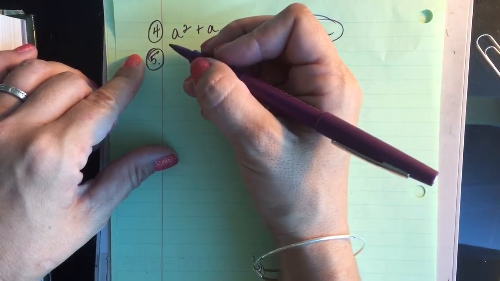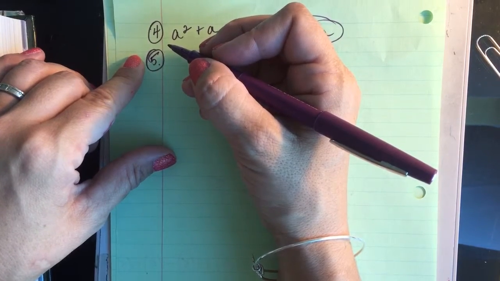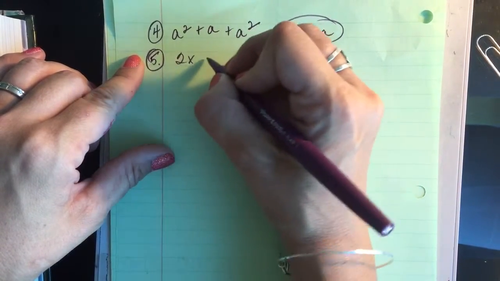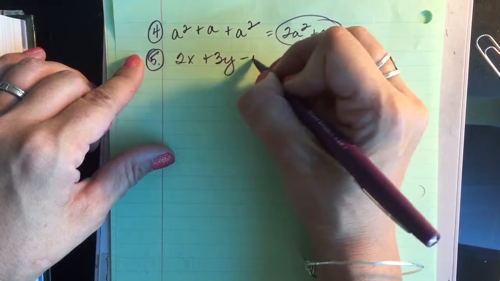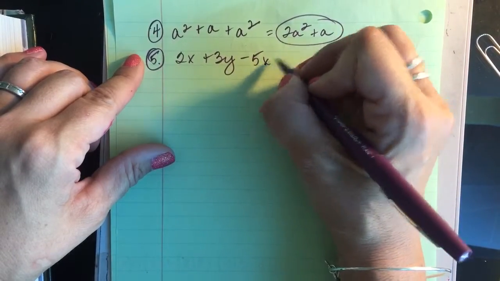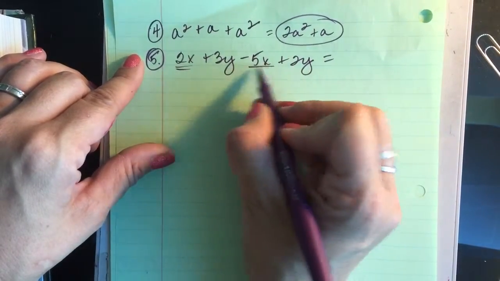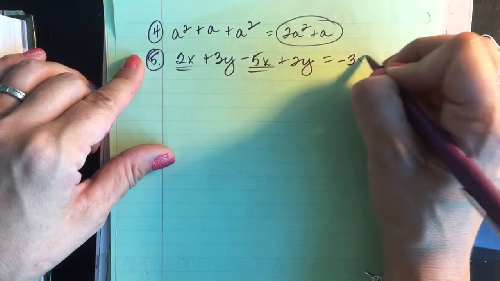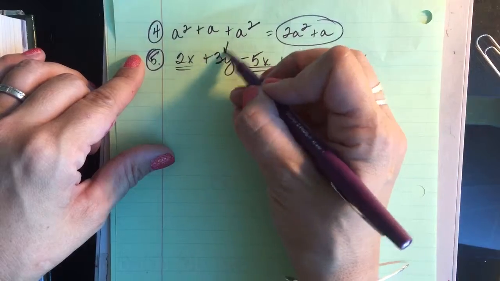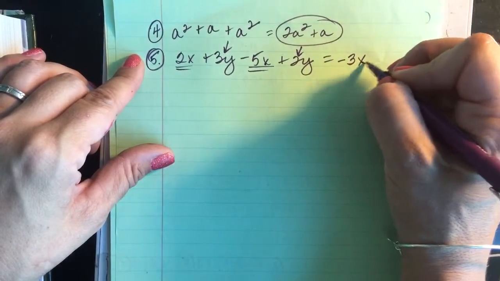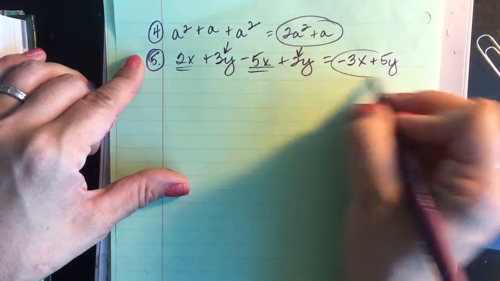Number 5, 2x plus 3y minus 5x plus 2y. All about combining like terms. 2x's minus 5x's, negative 3x. And then 3y's plus 2y, 5y.